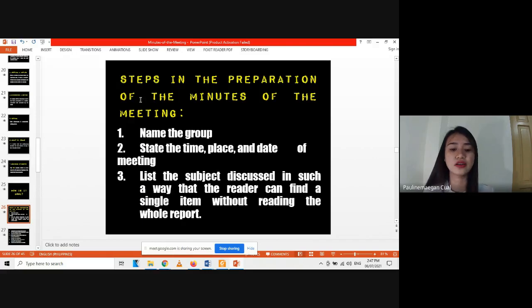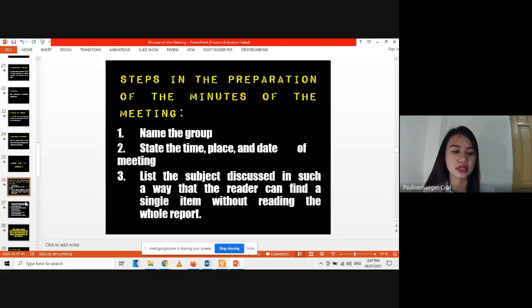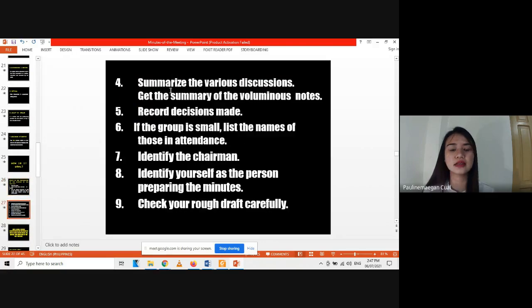Next is the list of the subjects discussed in such a way that the reader can find a single item without reading the whole report. So this is just an enumeration of the summary or the subjects discussed. Next is the summary. Summarize the various discussions. Get the summary of the voluminous notes.